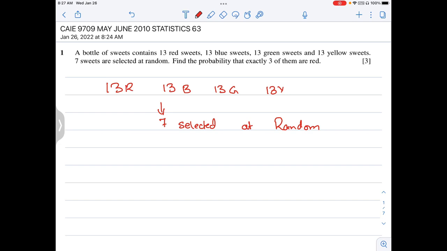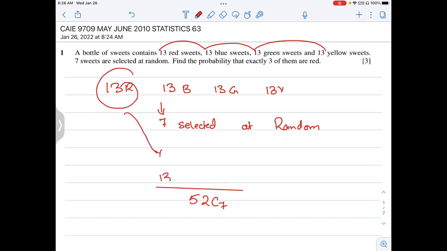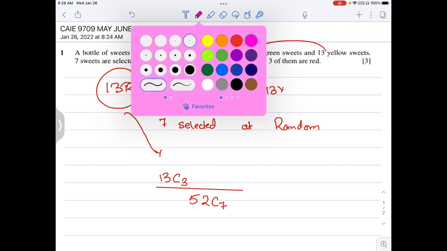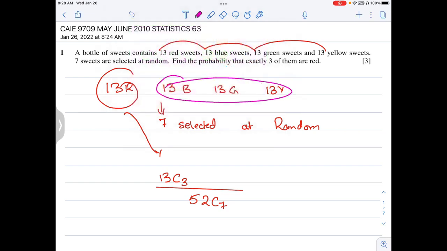Then what is being asked? Find the probability that exactly 3 of them are red. Totally I have 13 plus 13 plus 13 plus 13, which is 52. So 52C7. I want 3 of them to be red. Out of these 13, I select 3, so 13C3, and the remaining 4 I'll be selecting from these 39, so it is 39C4. Simplify by calculator, it should be 0.176.